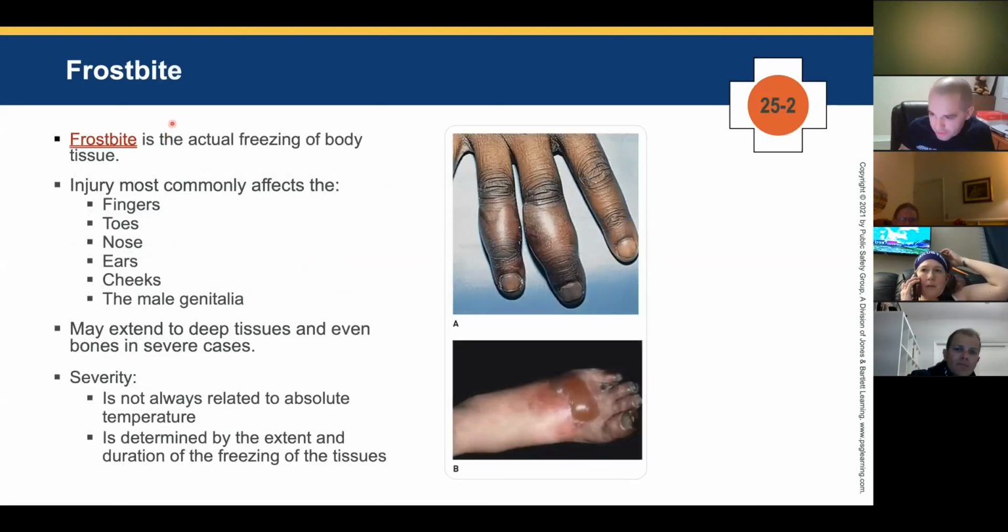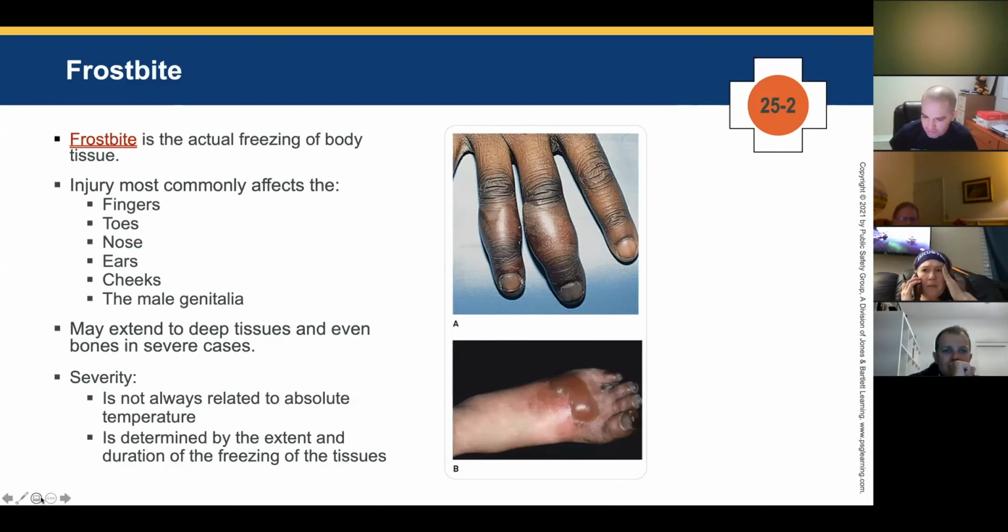All right, going down the evolution of cold-related emergencies, next up we have frostbite. And frostbite is where the skin tissue actually freezes over. I like to compare frostbite to, has anybody ever pulled a chicken breast out of the freezer?